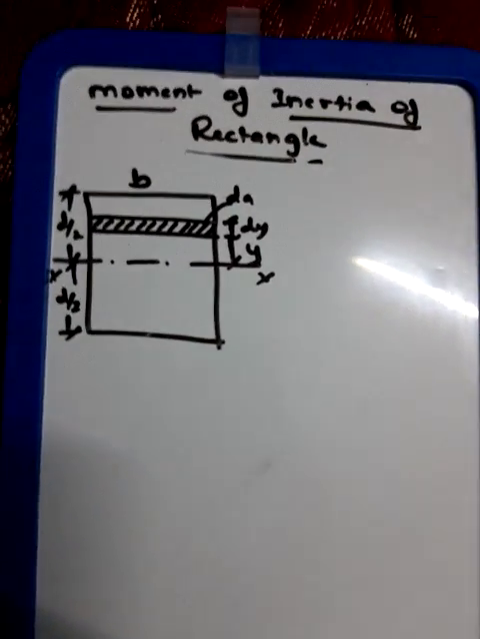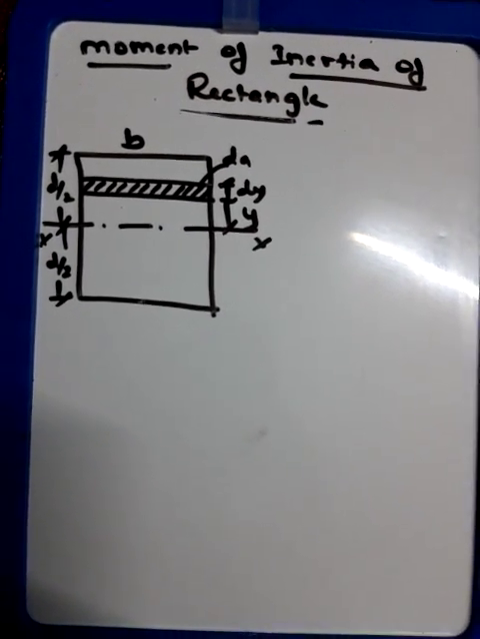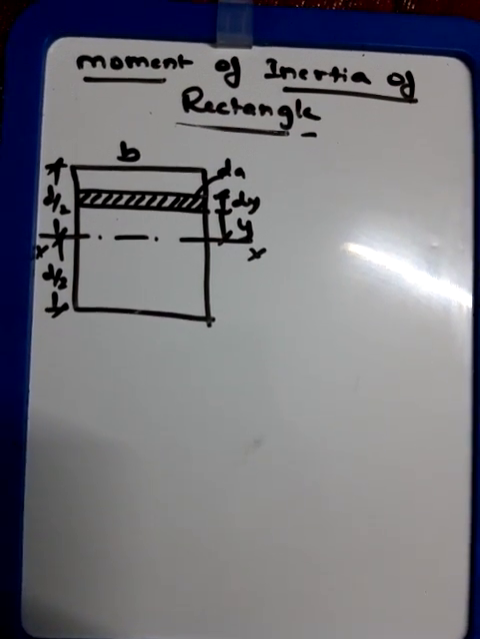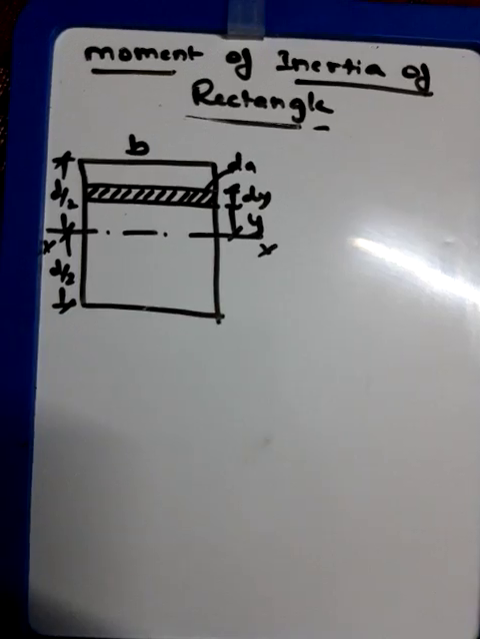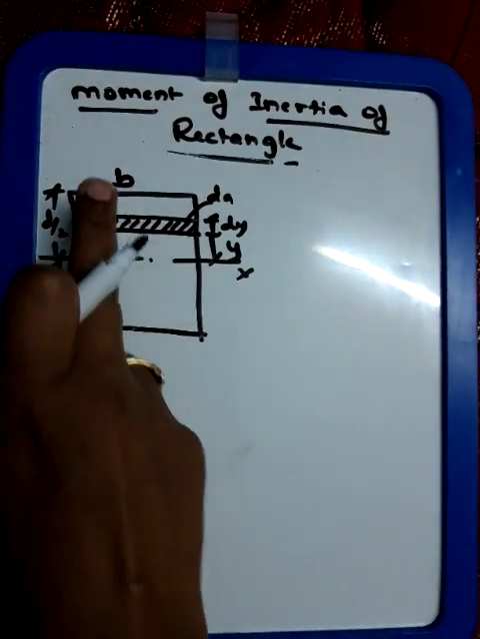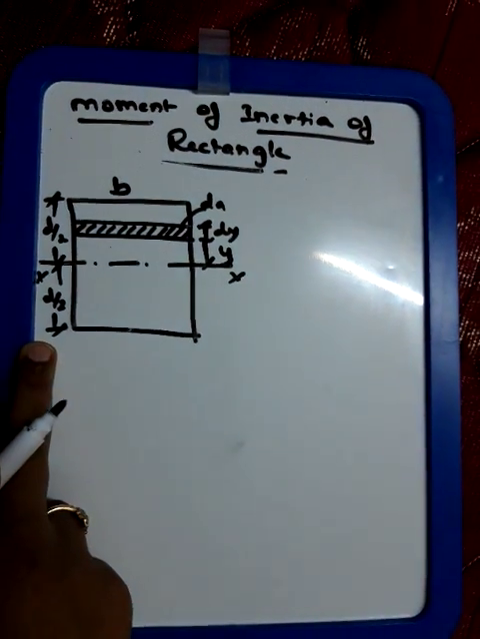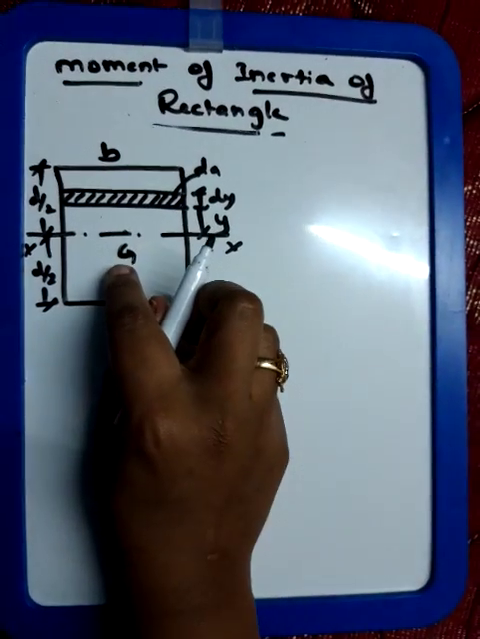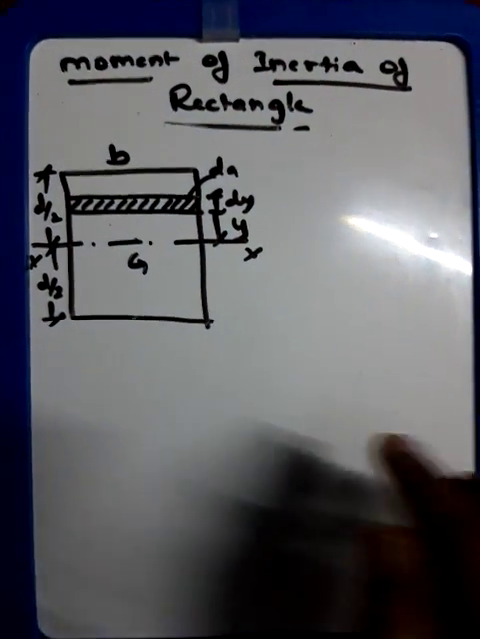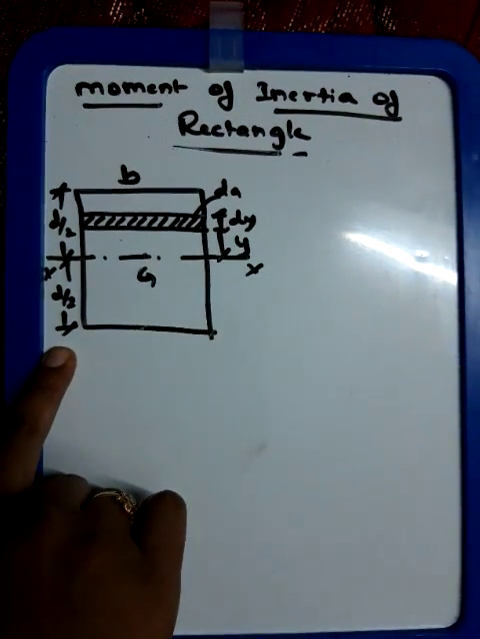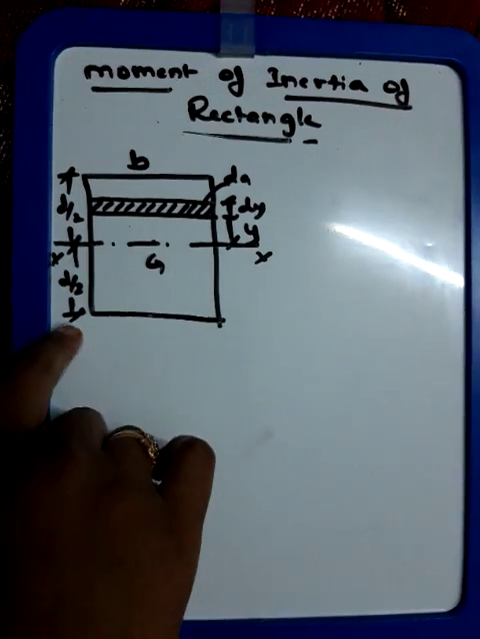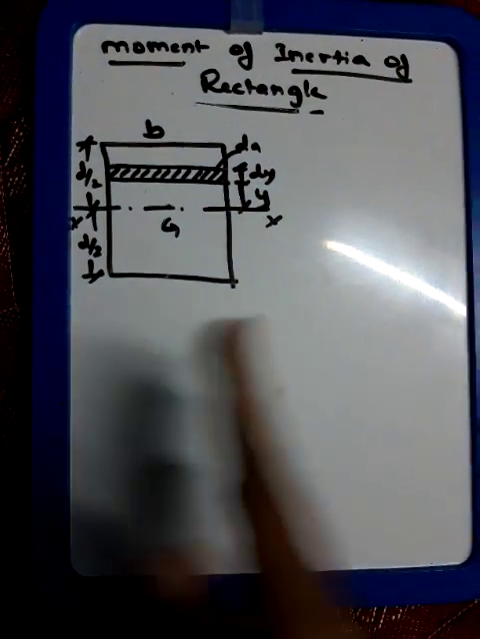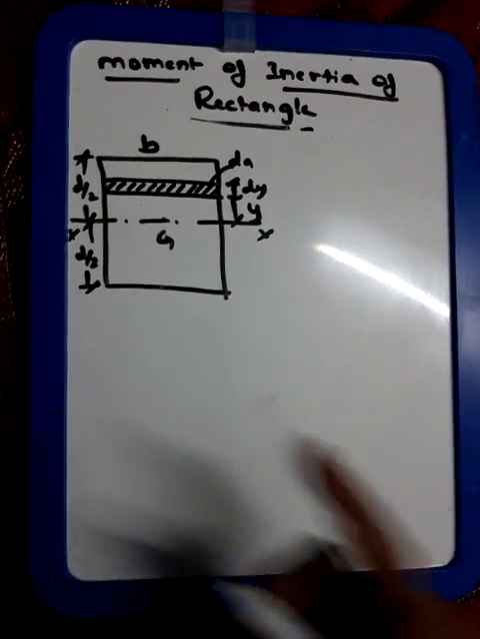Hello everyone. So today we are going to learn how to derive the moment of inertia of a rectangle about the centroidal axis. I have taken a rectangle of width b and depth d, and the centroidal axis is xx, where G represents the centroid. The centroid of the rectangle with respect to the y axis is d by 2, and with respect to the y axis it is b by 2.